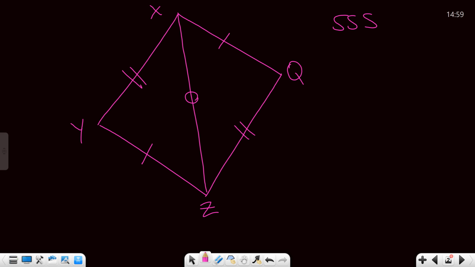Now the hard part, the congruency statement. What do you got, Emily? Triangle blah, blah, blah is congruent to triangle. But is X like that point? X is the corner up here, yeah. Okay, so triangle XQZ is congruent to triangle XYZ. Is she right?